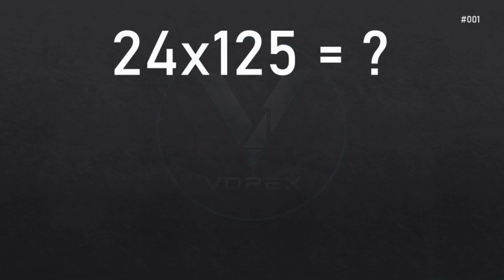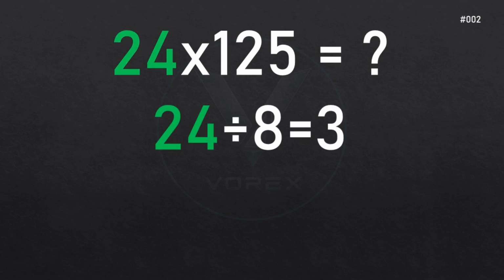Did you know you can multiply by 125 in just a few seconds without using a calculator? And the best part is, the logic behind it is actually very simple. Let's work through an example. Suppose we want to calculate 24 times 125.